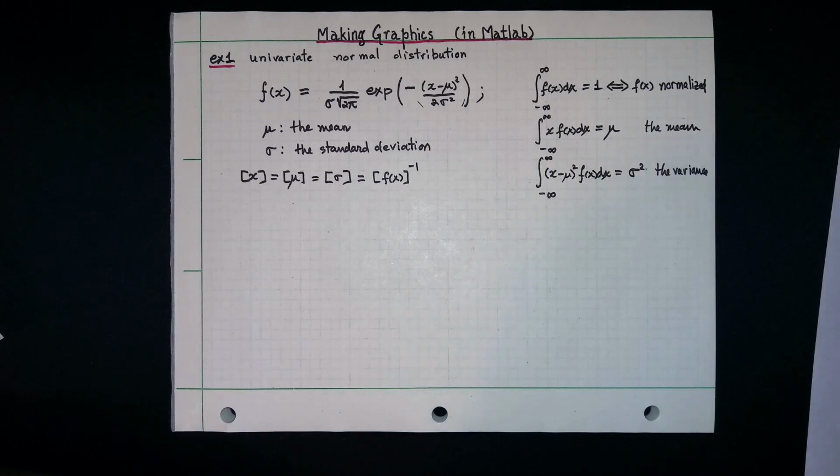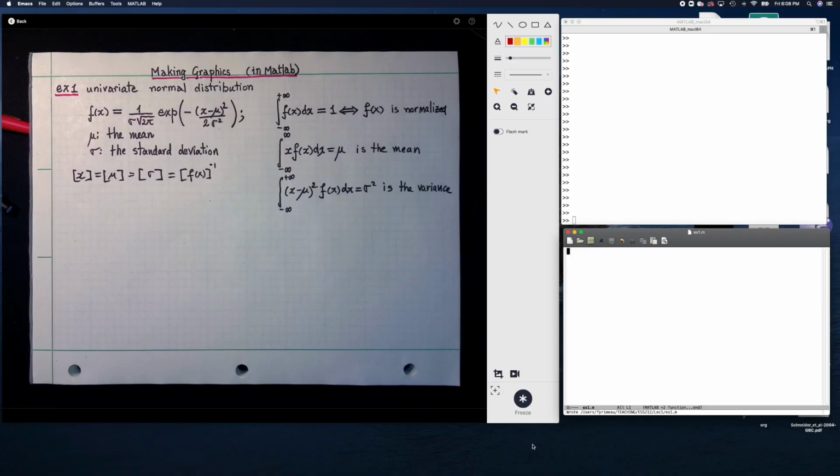I think we should go to MATLAB and plot it before we go any further. All right, so welcome back. So we're going to make plots in MATLAB, and we're going to plot the univariate normal distribution, the bell-shaped curve. And over here, I have the notes from the lecture, and my text editor is down here, and the MATLAB session is running over here in a terminal. And so we're going to build up the normal distribution bit by bit using what is called an inline function.